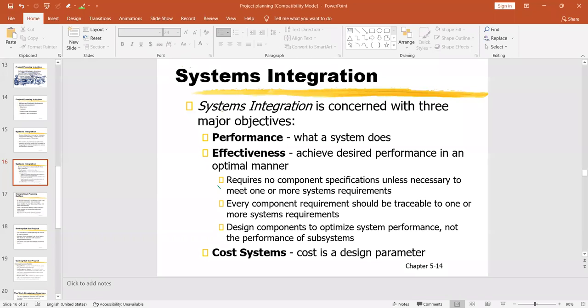Okay, we are starting with system integration. So dear participants, where you will find the word system, we're talking about system integration of a project. Just remember, this system means we are talking about environment.